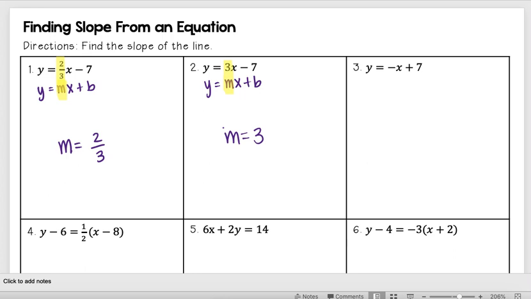I want you to try number 3 on your own. So number 3 was a little bit tricky. I just had a negative in front of x, but again, remember, whenever there's not a number in front of x, there's always a 1 there. So if there's just a negative sign in front of x, it really means there's a negative 1 there. So my slope here is m equals -1.